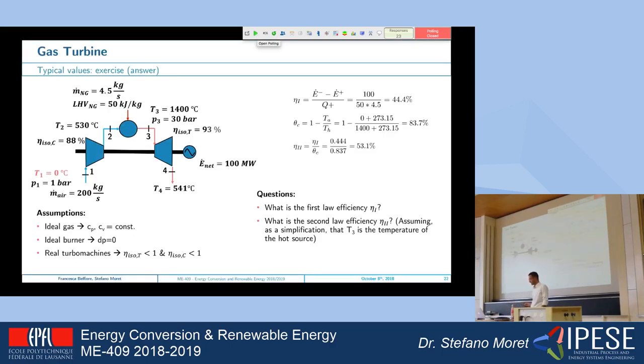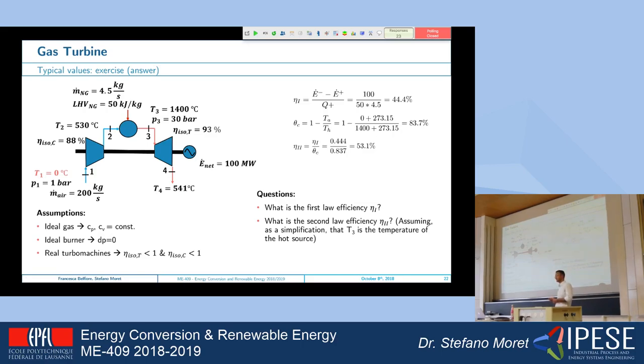So if I'm not wrong, here you have the answers. The first law efficiency, let's recall, is the ratio between the work we're producing and the input, and to calculate how much input we are giving, as you saw before, we have the mass flow of natural gas times the lower heating value. Some of you answered 83% in both answers because you confused the first and second law efficiency with the Carnot factor. The Carnot factor gives you the maximum theoretical efficiency that you would have if you had a Carnot cycle working between 1,400 degrees and 0 degrees, okay? So that answers basically the question that he was asking before.